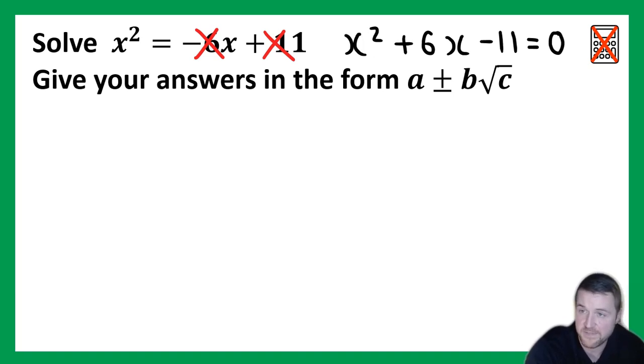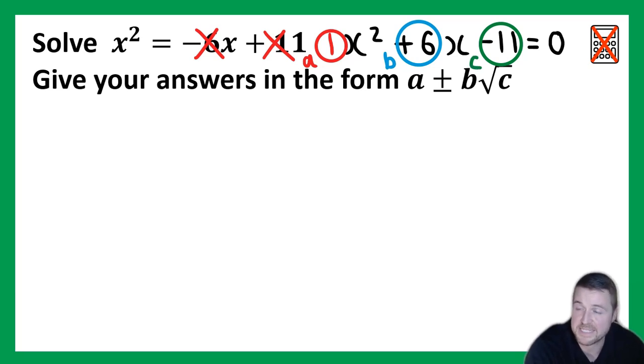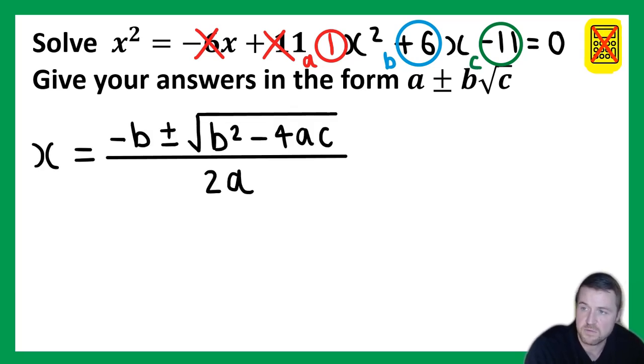Next, I can identify a. The coefficient of x squared in this case would be 1. The coefficient of x is 6, giving me b, and the constant at the end is negative 11, giving me c. Notice that for this question, we don't actually have the use of a calculator, and it wants us to give our answer in the form of a plus or minus b root c. This means that we'll need to substitute or plug our values into the formula and simplify manually without using a calculator to give me the overall answers.